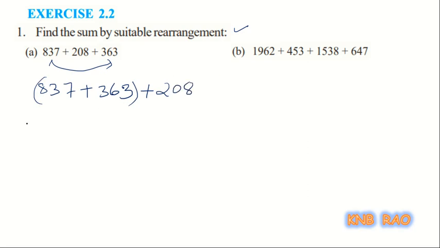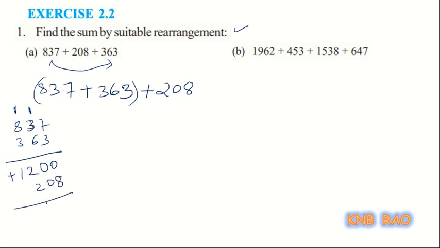You can check: 837 added to 363 first. 7 plus 3 is 10, 1 carry. 3 plus 1 plus 6 is 10, 1 carry. 8 plus 3 plus 1 is 12. So, to this 1200, adding 208 is just a cakewalk.